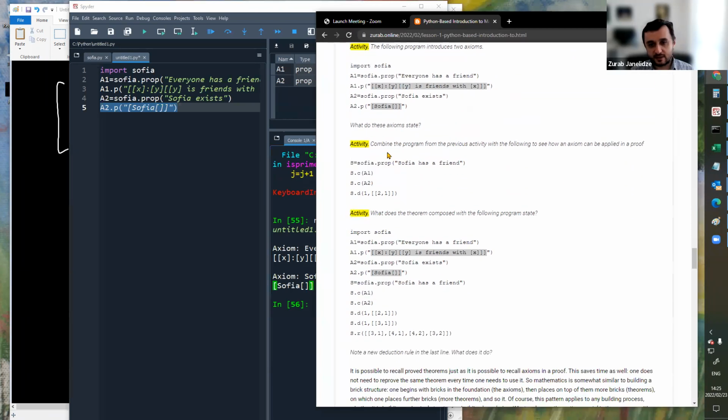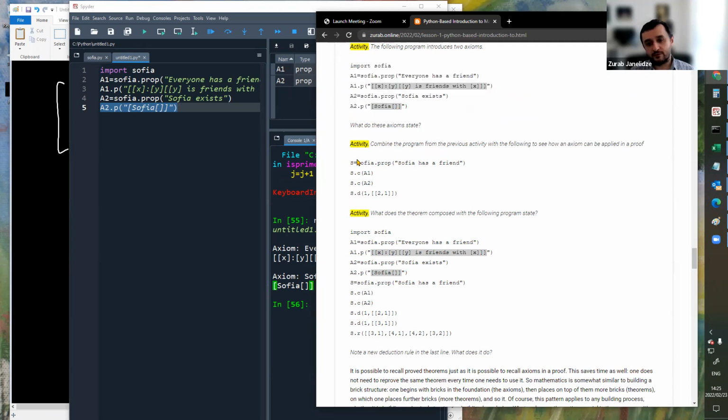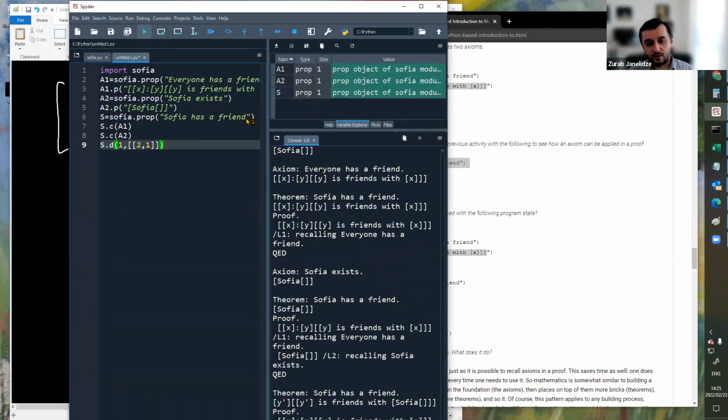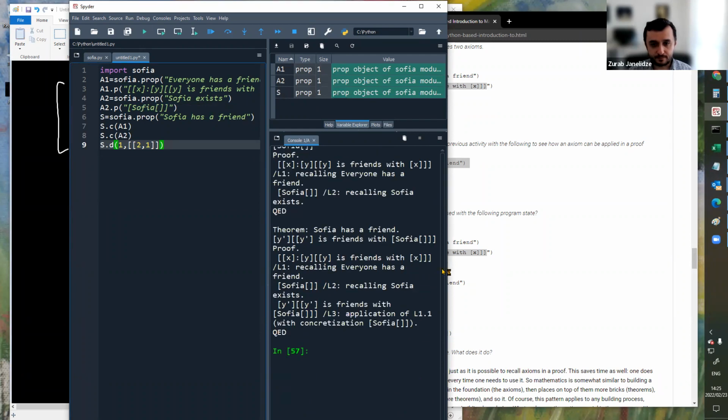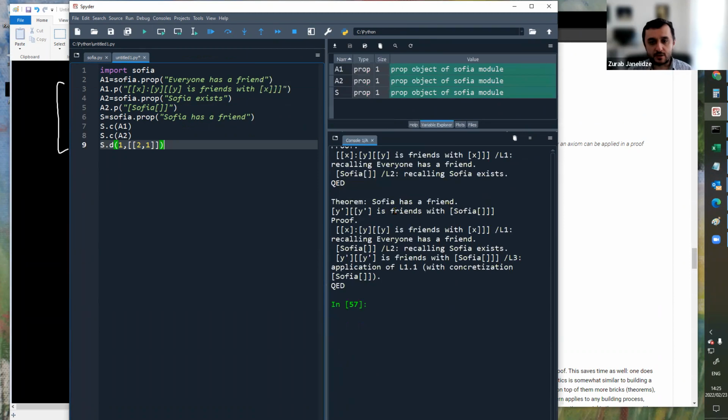Now let's move to the next activity, which asks us to combine the program from the previous activity, in other words, this program, with the following one to see how an axiom can be applied in a proof. So all we do is copy paste this part, put it here, then try to analyze what's happening here. Okay, so as a result, we get a theorem now, and the theorem starts with this, right?